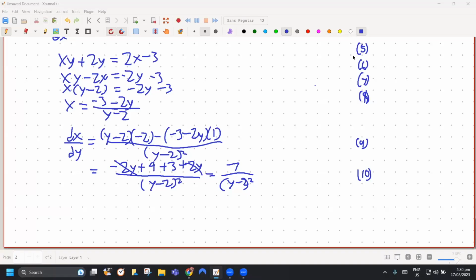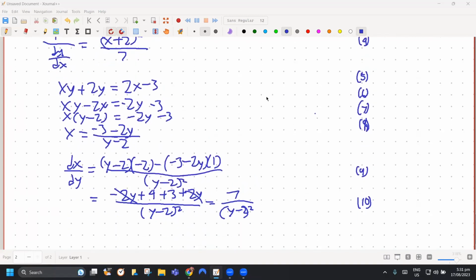So for dx dy in terms of y. Tapos na eh. Ngayon, di ba, ang goal natin, ipakita na ang dx dy calculated is going to be the same as 1 over dy dx. Tingnan mo yung 1 over dy dx mo. Ano yung expression na nakuha mo for 1 over dy dx?